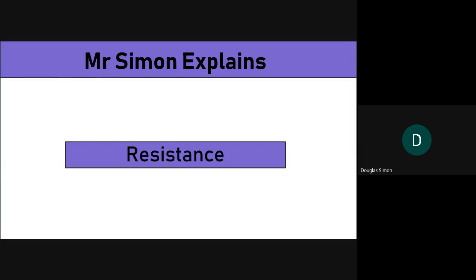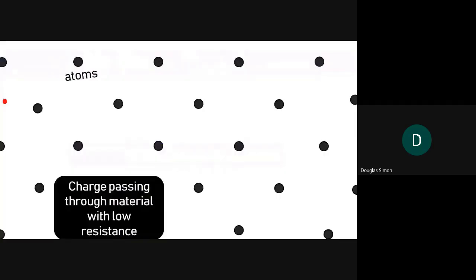But what does that actually mean in terms of the particles, the atoms, the material itself? So we're going to talk about a typical material such as a metal. We're going to look at high resistance and low resistance material. So here is a low resistance material. Let's see what happens as the red electron moves through it.